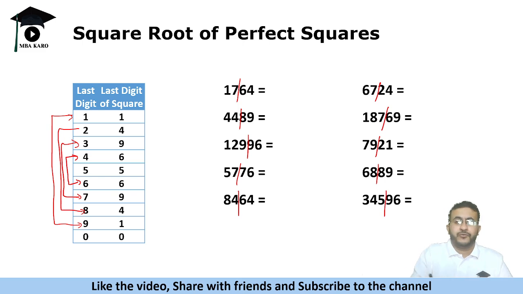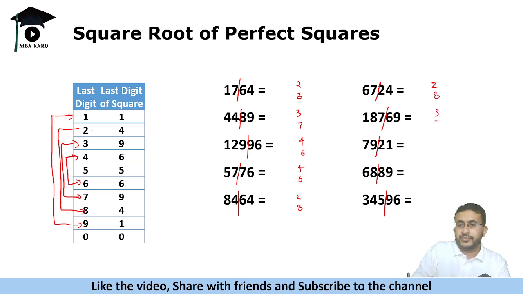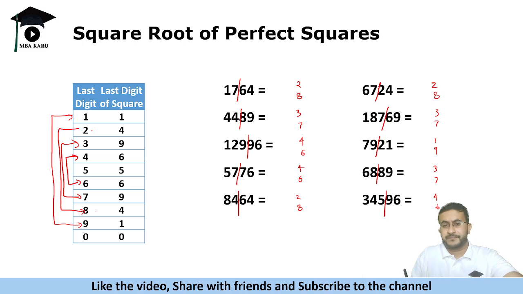Now, it ends in 4, so either the last digit will be 2 or it will be 8. It is 9, so it can be 3 or 7. It can be 4 or 6. It can be 2 or 8. It can be 3 or 7. It can be 1 or 9. Can be 3 or 7, and it can be 4 or 6. So first thing is finding the last digit. It's simple. Now we have two choices for the last digit.